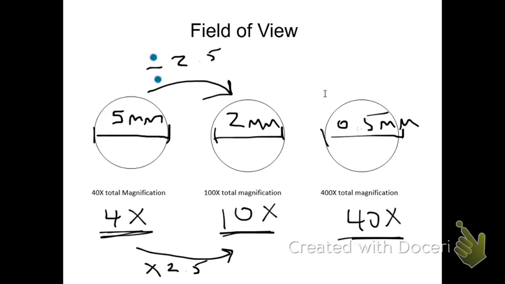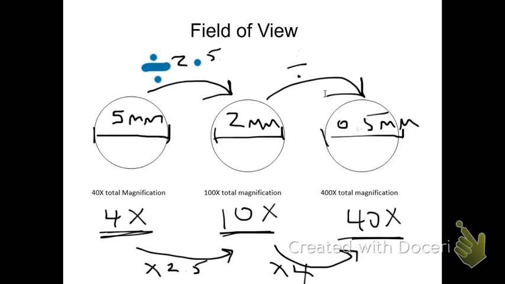So when you go from the 4x to the 10x lens, you go from seeing 5 millimeters to 2 millimeters. And so you would just divide 5 by 2.5 to get 2. Likewise, when you go from the 10x to the 40x objective, you are seeing things magnified 4 times. So that means that the area you can see will be reduced or divided by that same factor of 4. So 2 divided by 4 is 1/2. So there's a relationship here mathematically between the lenses.